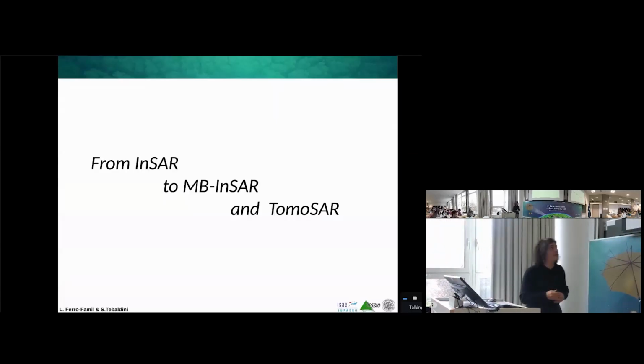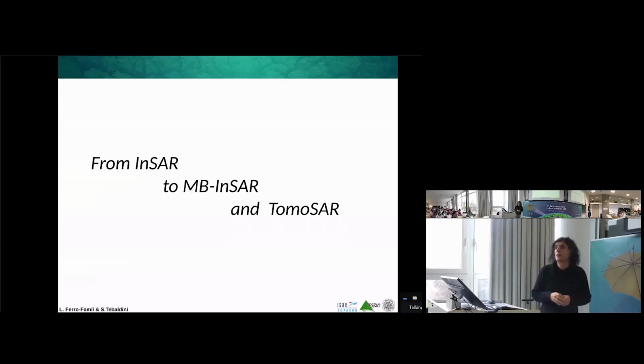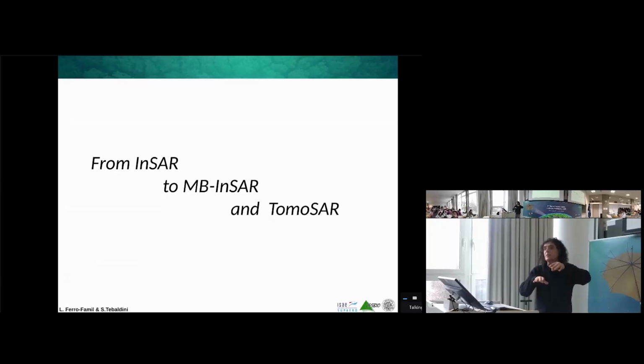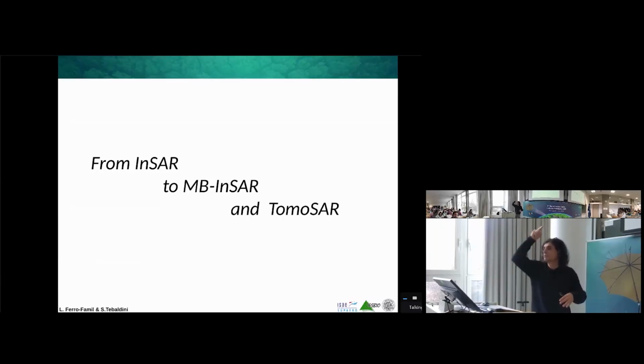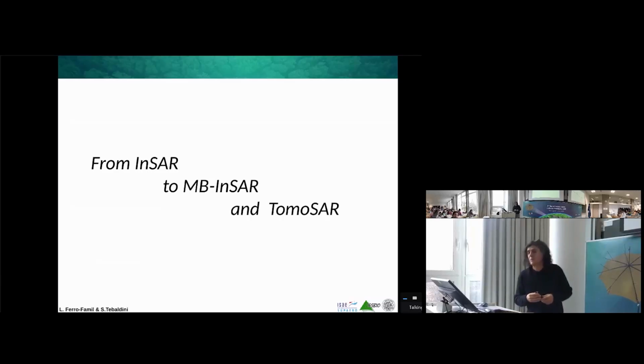So we are going to move from InSAR to multi-baseline InSAR and TomoSAR and concentrate only on the characterization of the last decorrelation term, the volumetric one. This is the objective of SAR tomography when you want to characterize forest.